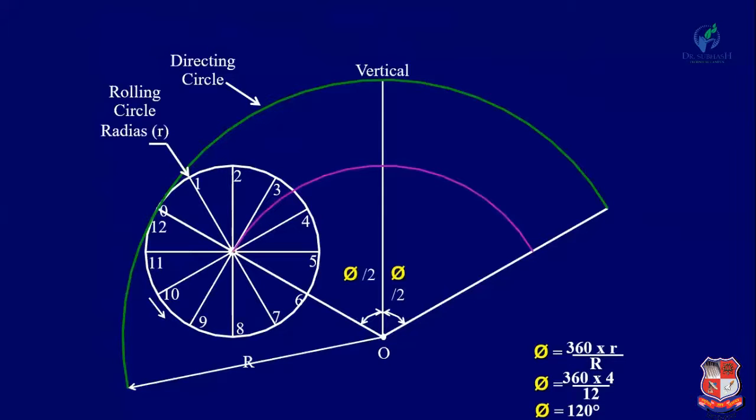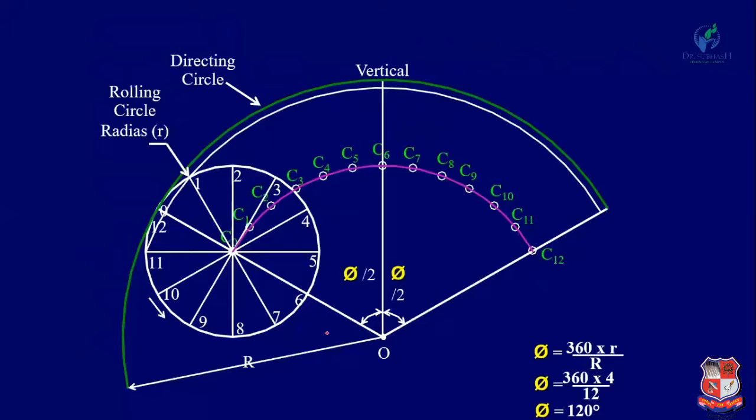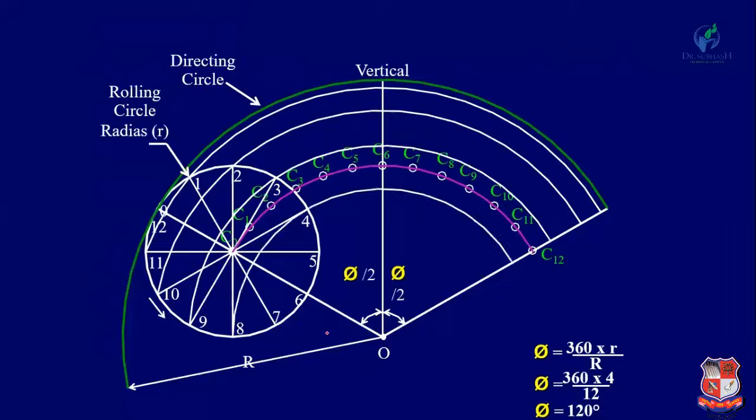Now here draw the center circle, divide this circle into 12 divisions and name them C0 to C12: C1, C2, C3 up to C12. Now similarly, with O as a center, draw different circles passing through the points 1 to 12: 1 and 11, 2 and 10, 3 and 9, 8 and 4, 7 and 5, and finally 6.